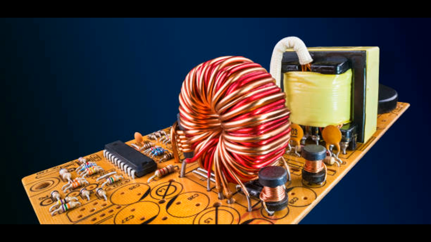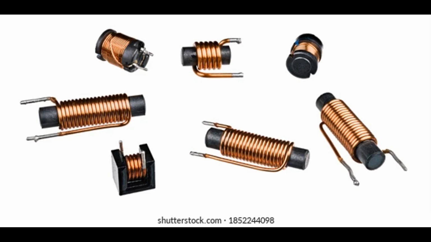B. Copper losses. Resistance loss. Description. Copper losses occur due to the resistance of the wire windings in the inductor. When current flows through the wire, it encounters resistance, resulting in heat dissipation. Minimizing resistance. Using wire with a larger cross-sectional area or higher conductivity, e.g., copper with a high purity, helps to reduce copper losses. Proper winding techniques and minimizing wire resistance also contribute to reduced losses.